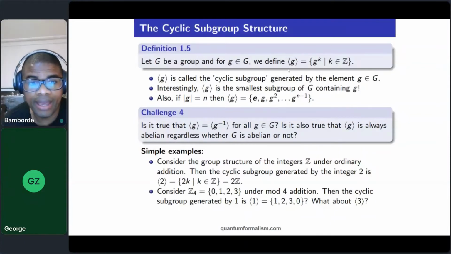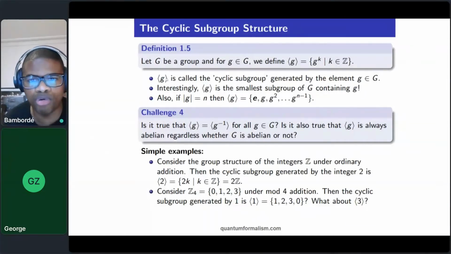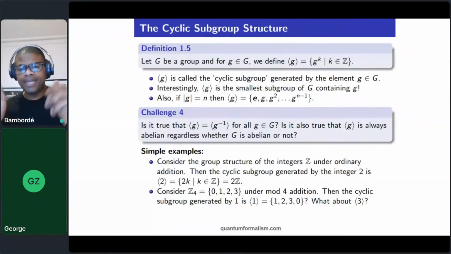Now this is a subgroup. This is the claim. You can prove this. Just if you remember the definition of the exponentiation and the properties of them, I claim you should be able to prove this is a subgroup of G. And this is called the cyclic subgroup generated by the element g.